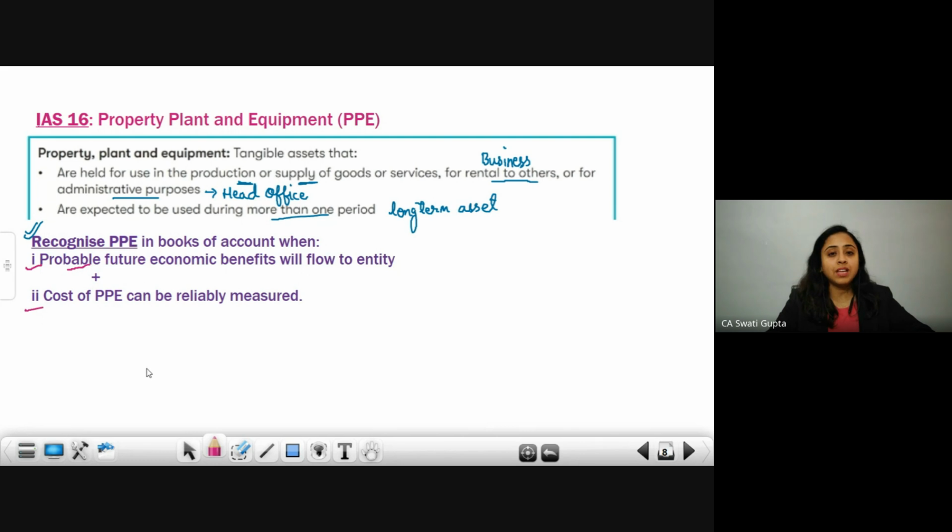Anybody, any doubt? Also, it will flow to the entity. This means if any benefits arise from that machine, the entity, the company, is the one that will be entitled to gain that benefit. Probable benefits means there should be chances of earning profits, and these profits will go into the pockets of the company, the owner. And secondly, you can reliably estimate cost.